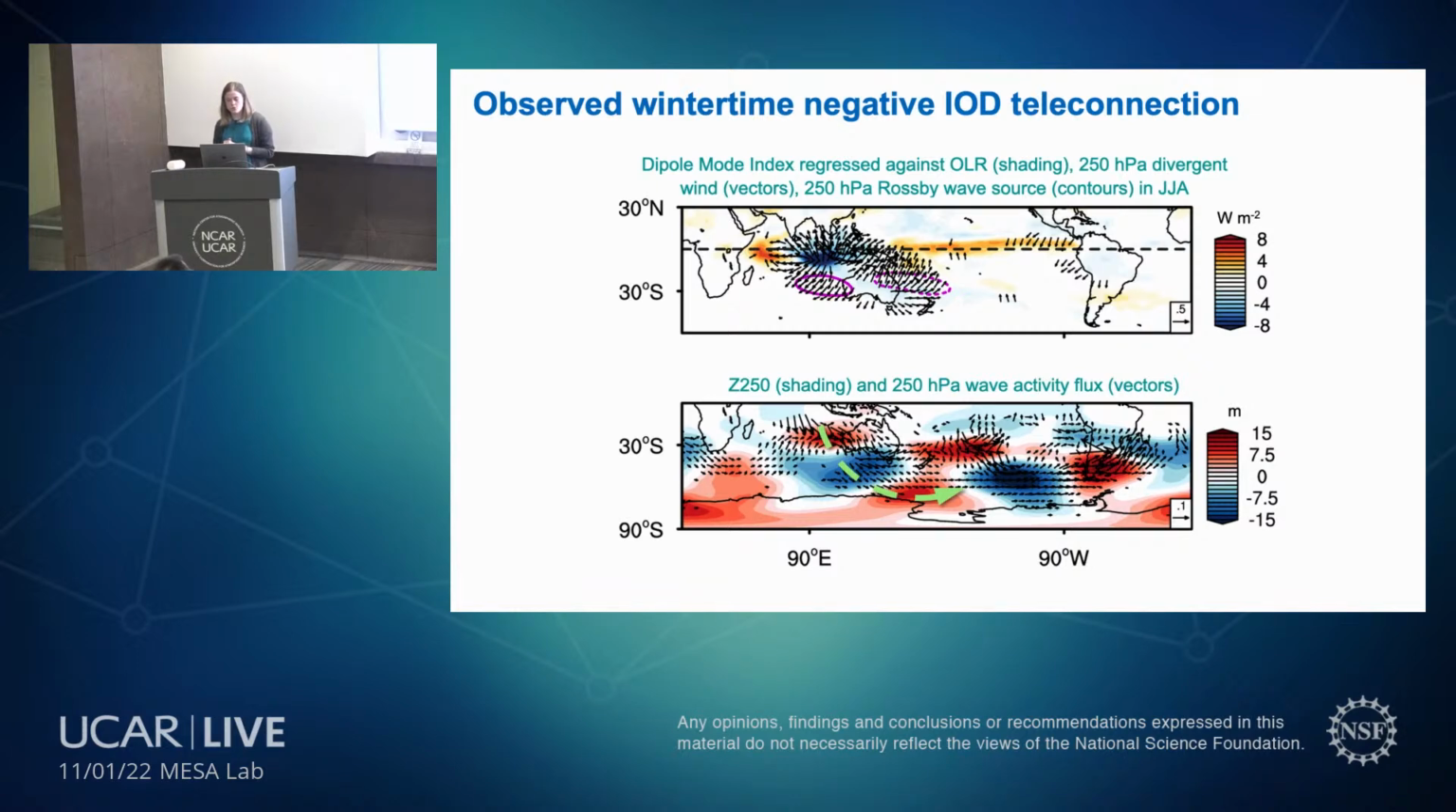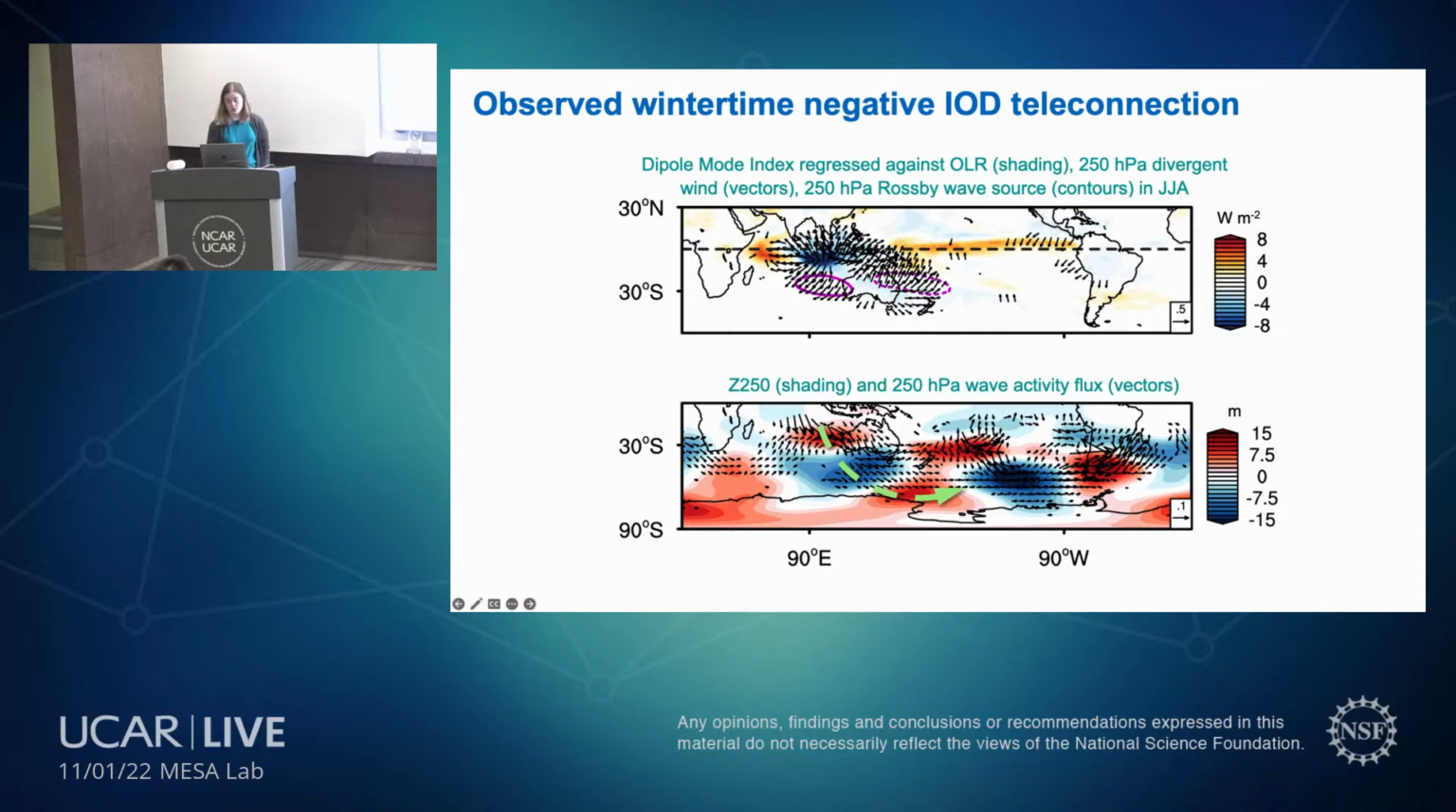So now getting into what this IOD teleconnection looks like more generally, here I'm showing the teleconnection. This is the dipole mode index, an indicator of the IOD, regressed against various fields to show the initiation and propagation of this wave train.